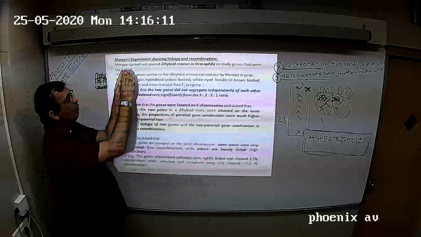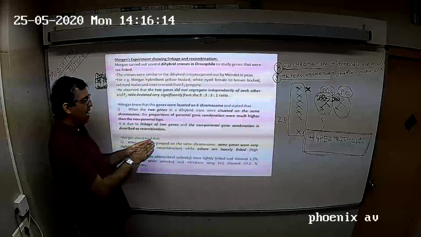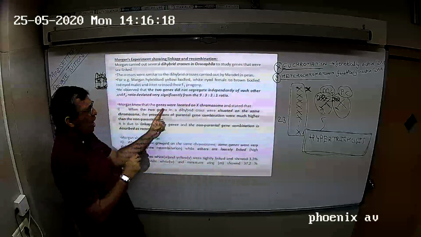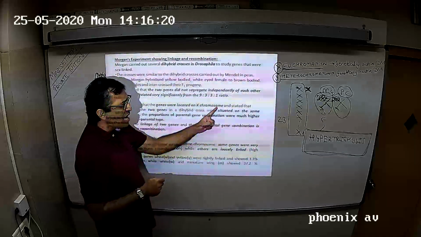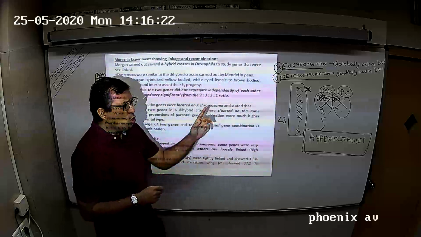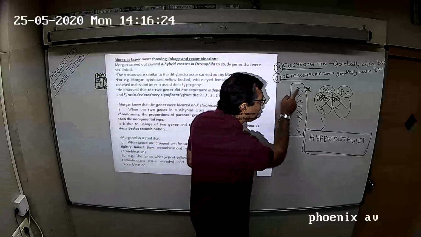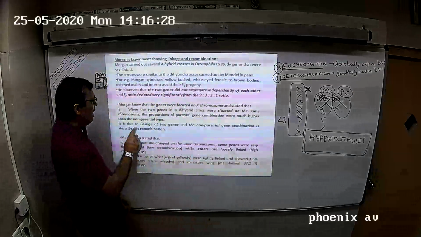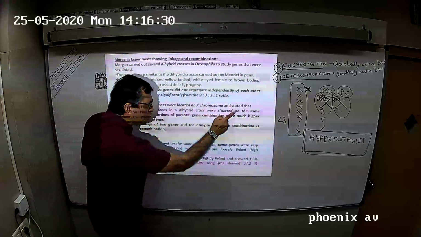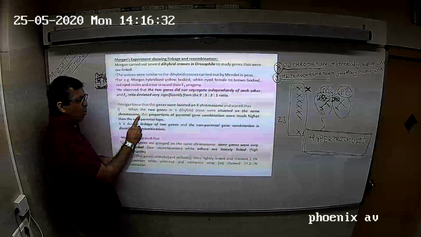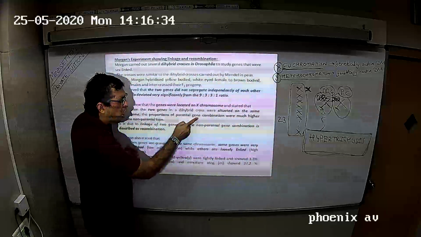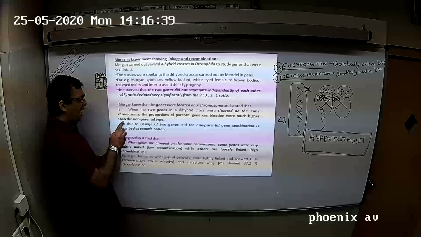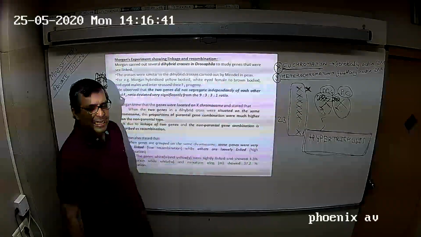But in case of Morgan's experiment, Morgan knew, और ये ध्यान से सुनना, genes were located on X chromosome close to each other. X chromosome के ऊपर the genes were located close to each other, and when the two genes were situated on the same chromosome, proportion of parental gene combination was much higher than non-parental type.